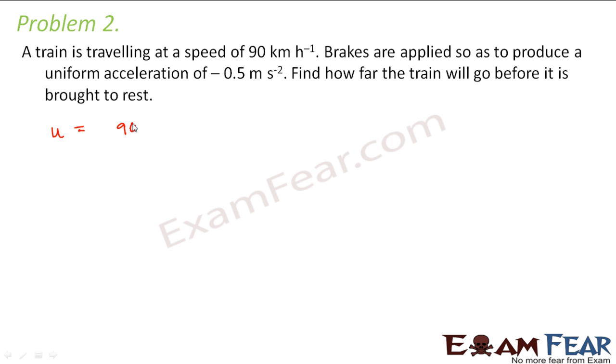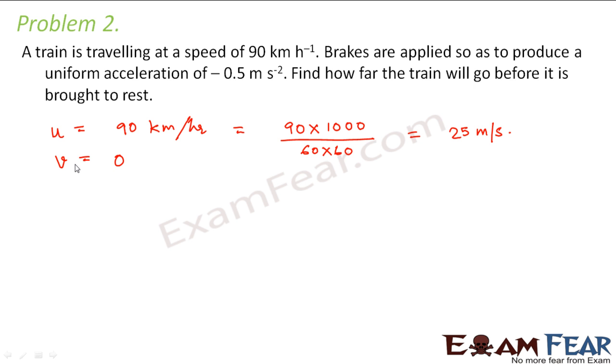So in this case, initial velocity is 90 kilometers per hour. If we want to change it into meter per second, it will become 90 into 1000 divided by 60 into 60. So this comes out to be 25 meter per second, right? Now in this case we have to find out the distance till which the train will go before it comes to rest. That means finally it has to come to rest, so its final velocity should be equal to 0. What is the acceleration? Acceleration is minus 0.5 meter per second square, so it is basically retarding, right? We have to calculate the value of s.